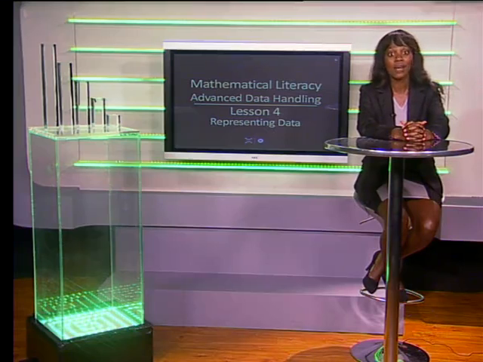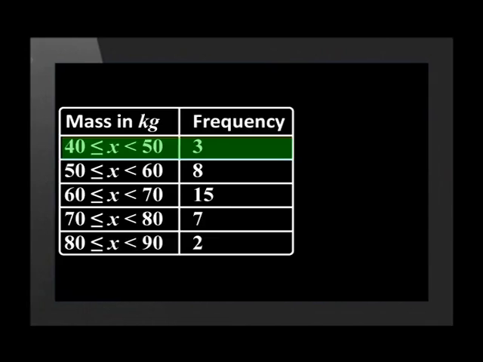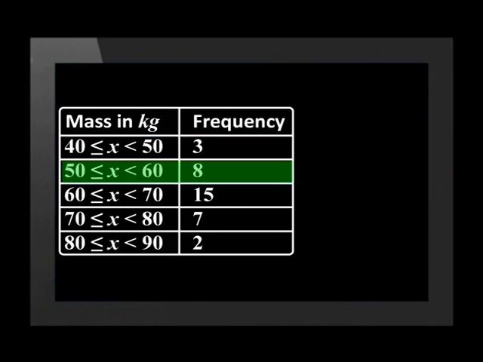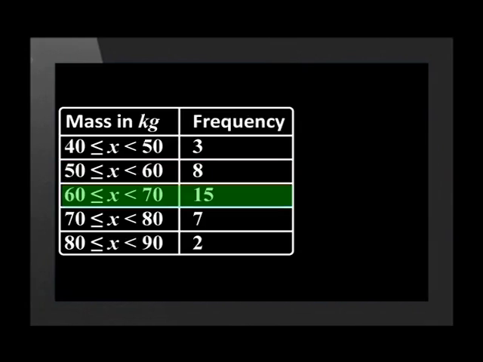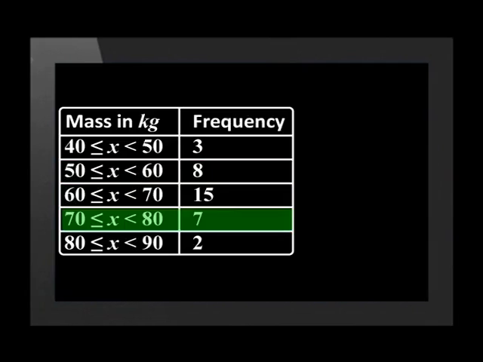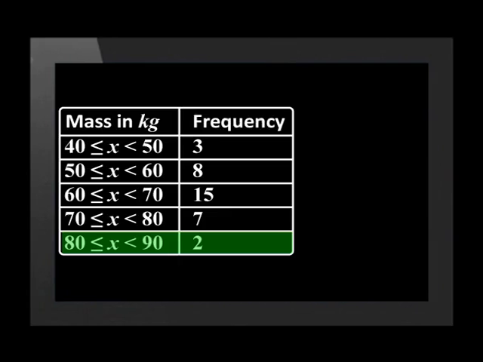Let's look at a table of masses for a class of students at Amber High School. There are 35 learners in the class who have each been weighed. The table shows that there were 3 learners with masses greater than 40 and less than 50, 8 greater than 50 and less than 60 kilograms, 15 greater than 60 but less than 70 kilograms, 7 with greater than 70 but less than 80 kilograms, and 2 greater than 80 but less than 90 kilograms.